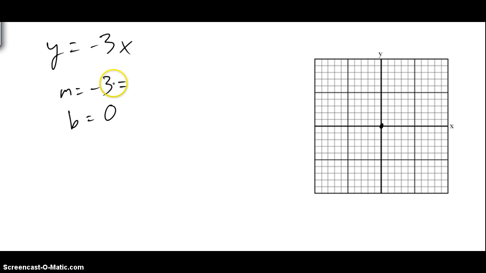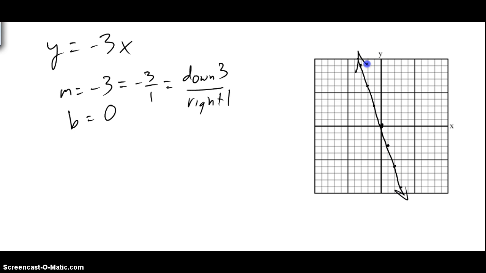Now, we need to do the slope. This is equal to what fraction? Think in your head, what fraction is that? It's negative 3 over 1, right? So that means down 3, right 1. Don't forget the right 1. That's very important. So from here we go down 3, right 1, down 3, right 1. Same as up 3, left 1, up 3, left 1. And we can connect those. So that's the idea.